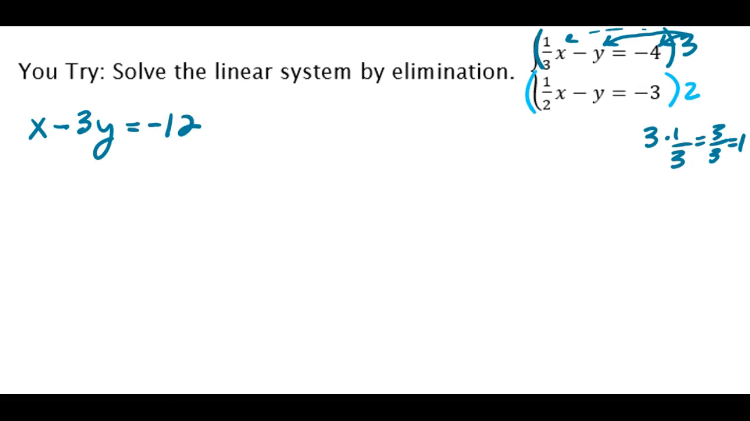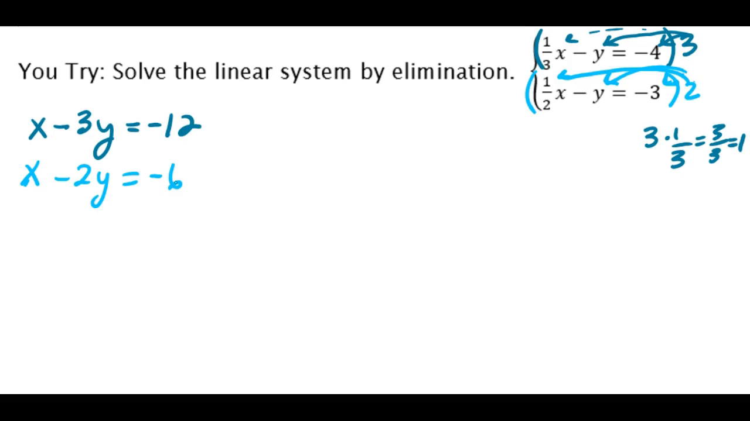And then same deal with the bottom equation. The 2 times the 1/2 is going to cancel out, leaving me with just x, which is what I wanted. And then minus 2y, and then 2 times -3 is -6. All right, so now I can worry about getting things to cancel out.